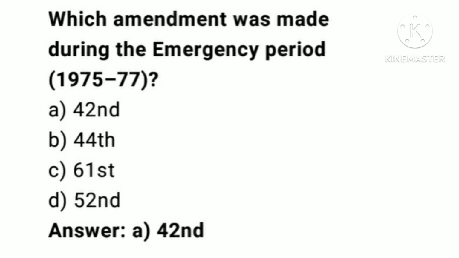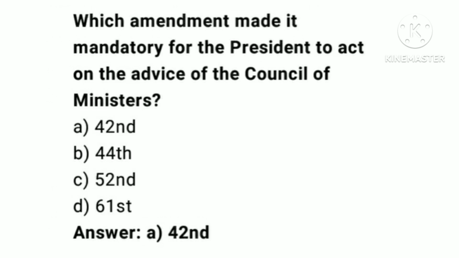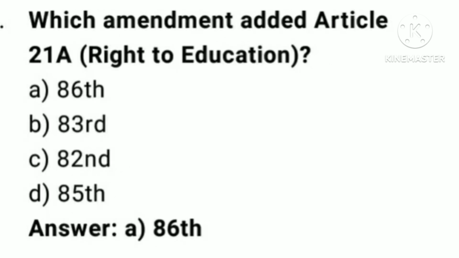Which amendment was made during the emergency period of 1975 to 77? Answer: 42nd Amendment. Which amendment made it mandatory for the President to act on the advice of the Council of Ministers? Answer: 42nd Amendment. Which amendment added Article 21A or Right to Education Act?